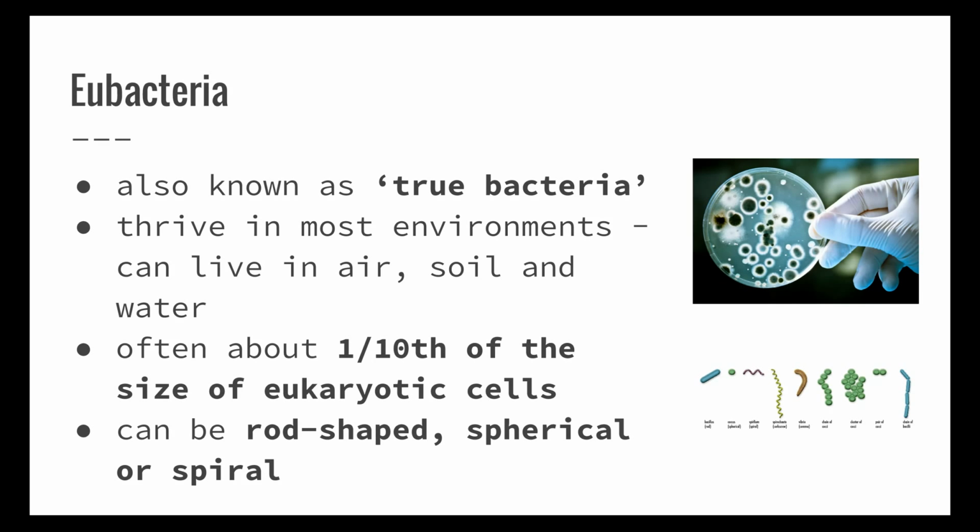So these organisms thrive in most environments and can live in the air, soil, and the water. They're often about 1/10 of the size of a normal eukaryotic cell, so a normal plant or animal cell, so they're extremely small, and they can be either rod-shaped, spherical, or spiral in shape. Depending on the type of bacteria that it is, they have a definite shape that allows them to be identified quite easily.